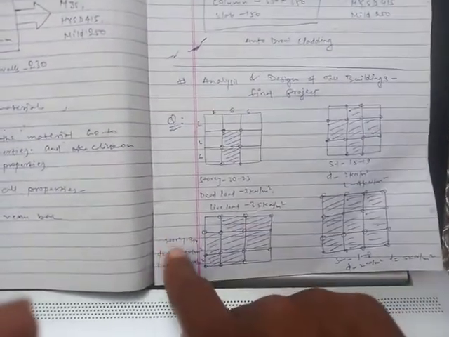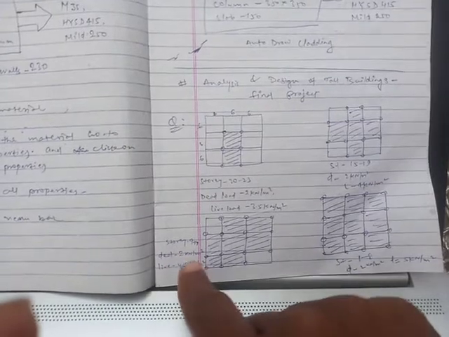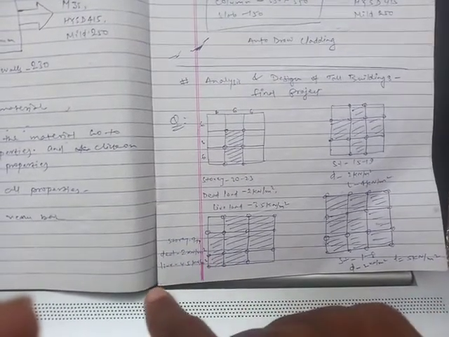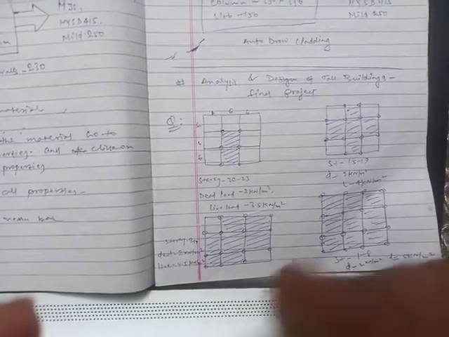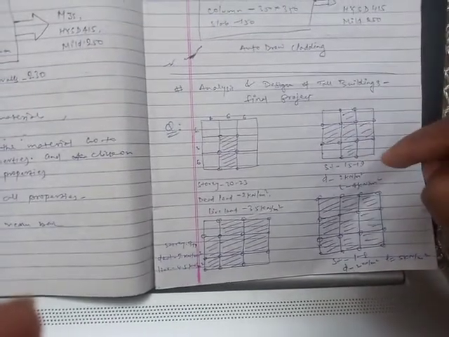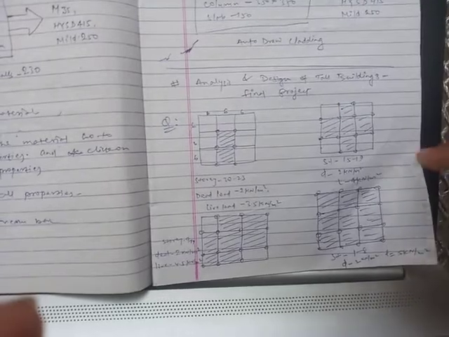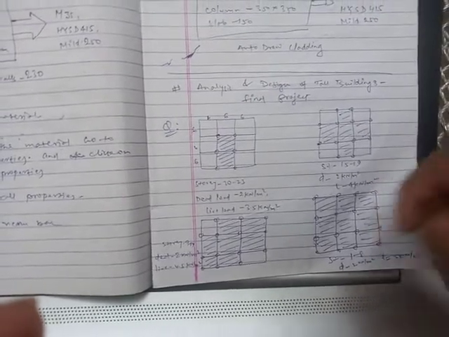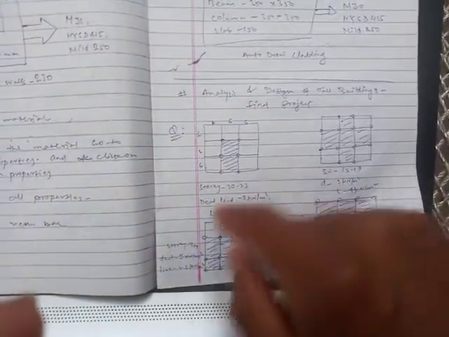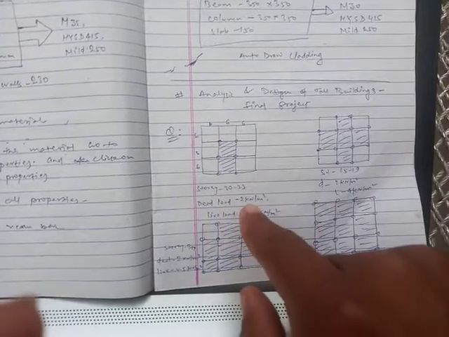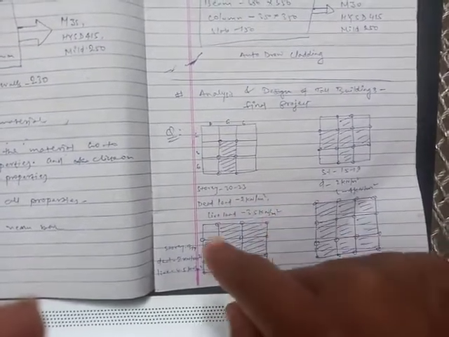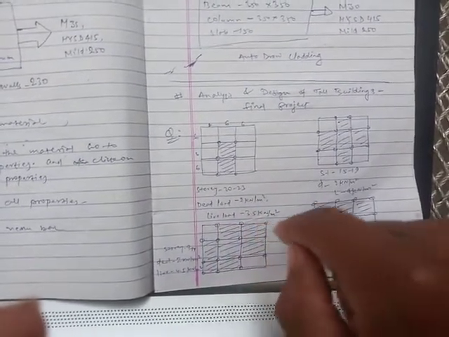Story 9 to 14: dead load 2 kilonewton per meter square or live load 4.5 kilonewton per meter square. Story 15 to 19: dead load 2 kilonewton per meter square or live load 4 kilonewton per meter square. And story 20 to 23: dead load 2 kilonewton per meter square or live load 3.5 kilonewton per meter square.